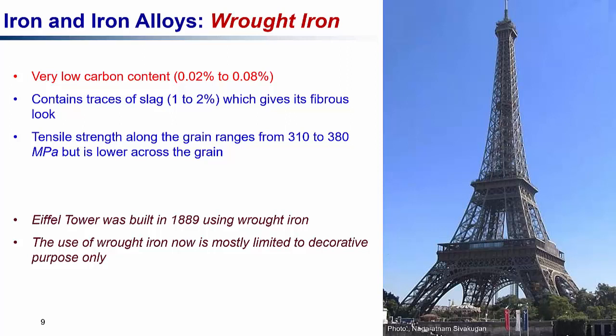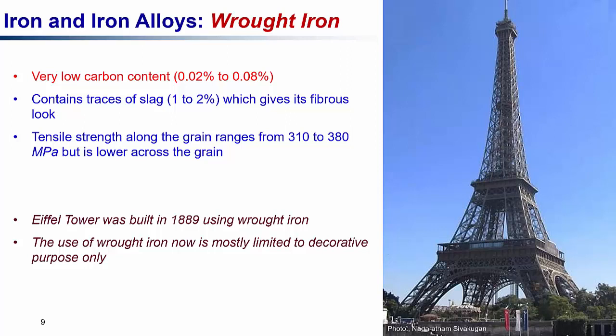And it contains traces of slag, around 1 to 2%, which gives wrought iron its fibrous look. Tensile strength of wrought iron along the grain ranges from 310 to 380 megapascal. Wrought iron is pretty strong in tension along the grain, but it is weak in tensile strength across the grain.